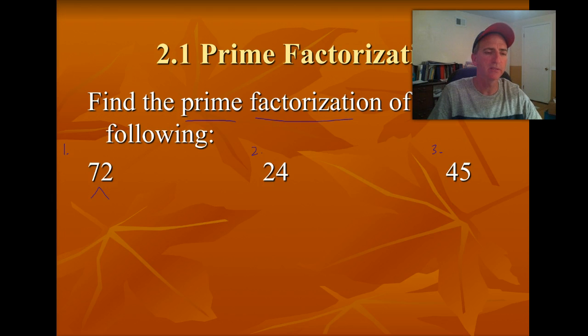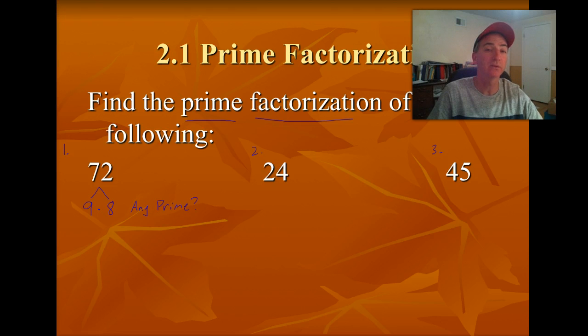What you ask yourself is, well, can I multiply to get 72? Well, you can. You can do 9 times 8. Now remember that the dot means multiply. I'm going to use that to save space. 9 times 8. And then I ask myself, are any of these numbers prime? 9, no. 8, no. Neither of them are prime.